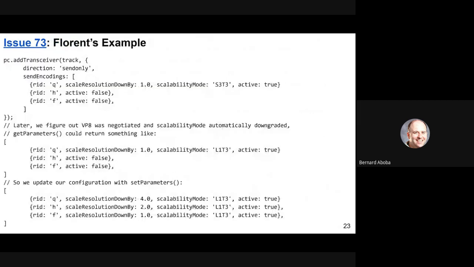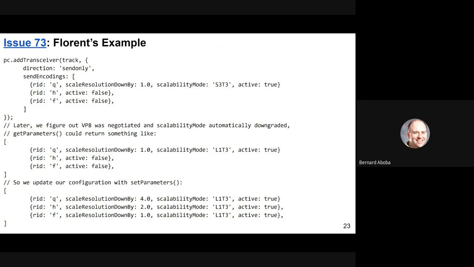And here's the example. So in this particular example, you don't know whether you're going to get VP9 or AV1. You might get VP8. And so it's proposing three layers with two of them turned off. And one of them has this S mode, S3T3, which is three simulcast layers, each with temporal scalability. That one's active. And it's a send-only transceiver.